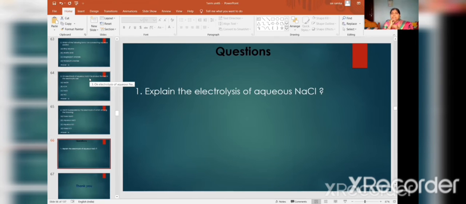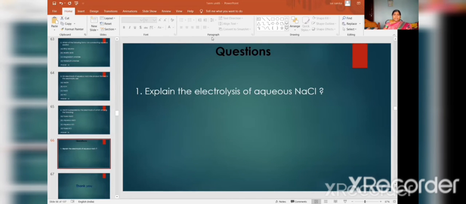When you pass electricity through this aqueous NaCl, whatever cations and anions are present in the solution will move to the respective electrodes. Cations will go to the cathode and anions will go to the anode. Here two cations are present, Na+ and H+. Both ions will move to the cathode. Similarly, Cl- and OH- ions will go to the anode. But after going to the anode and cathode, only one ion will undergo a chemical reaction.